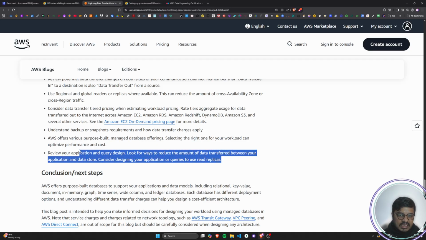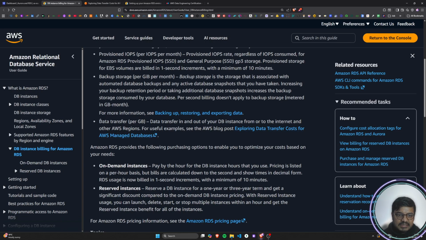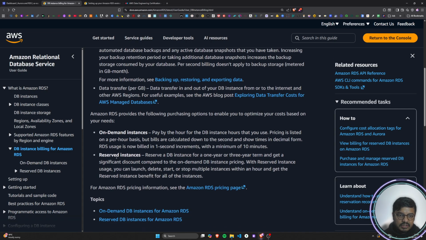Okay, so these are the tips for which we can save our data transfer cost. We can only do the saving on the data transfer cost on the inbound and outbound thing, right? And for the very same reason, again, I was saying that this is very important to understand about the data transfer cost between the services.